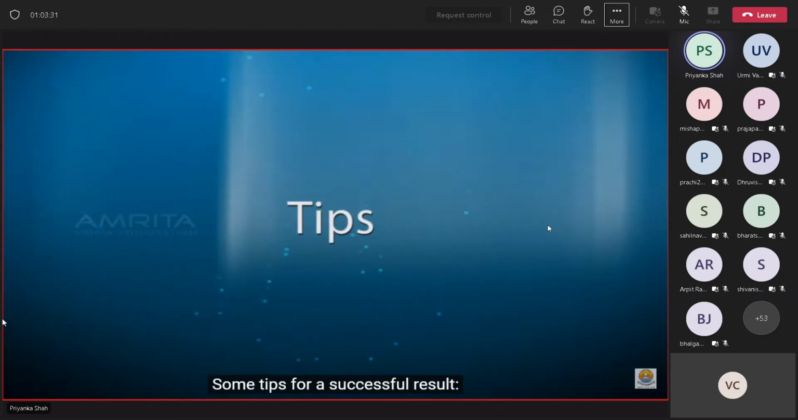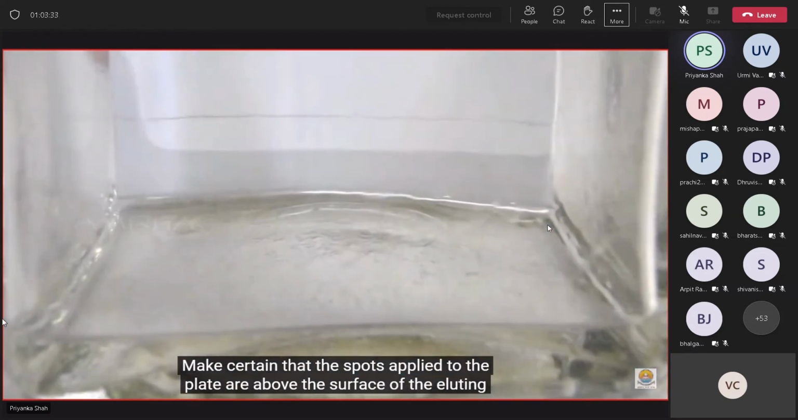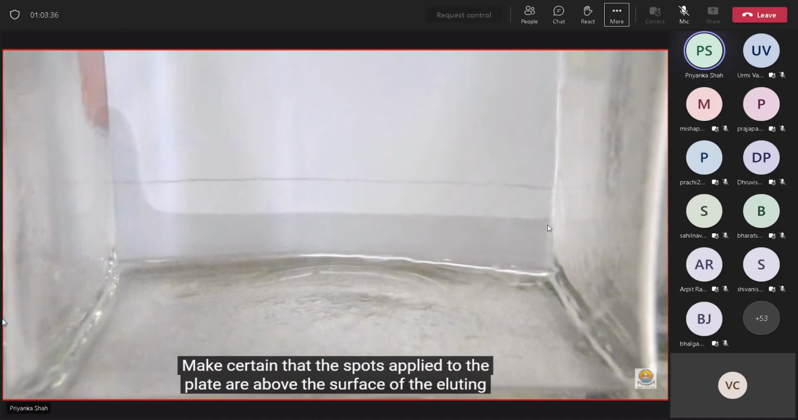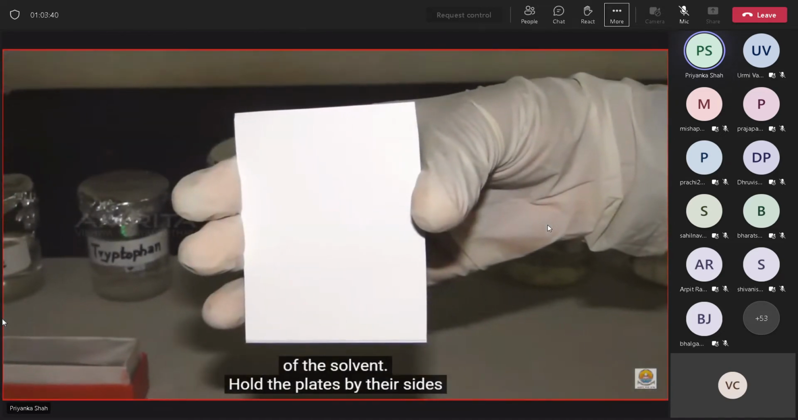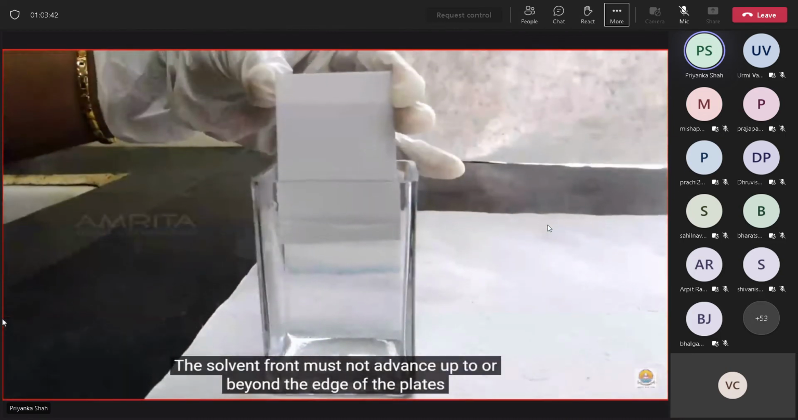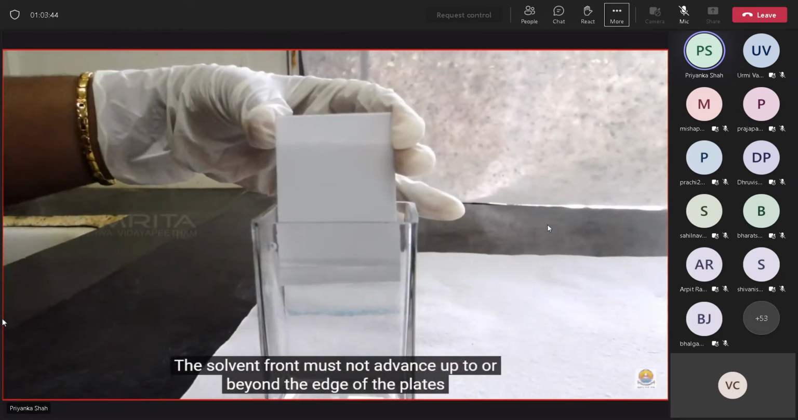Some tips for a successful result. Make certain that the spots applied to the plate are above the surface of the eluting solvent. Hold the plates by their sides. The solvent front must not advance up to or beyond the edges of the plates.